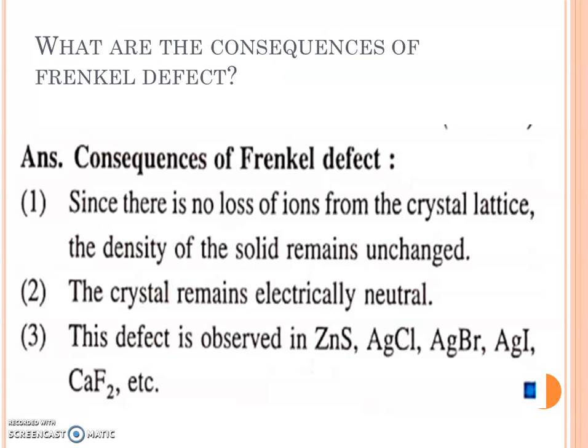What are the consequences of Frenkel defect? The consequences of Frenkel and Schottky defects are really important. They were asked in previous question papers, so I guess they are really important. Consequences of Frenkel defect: since there is no loss of ions from the crystal lattice, the density of the solid remains unchanged. The crystal remains electrically neutral, and the defect is observed in ZnS, AgCl, AgBr, AgI. They can also ask you in the MCQ that Frenkel defect is observed in which of the following. You have to write this.